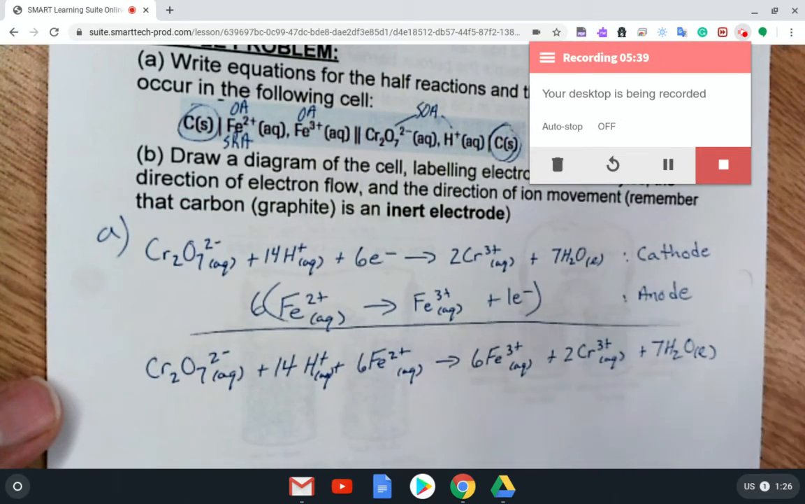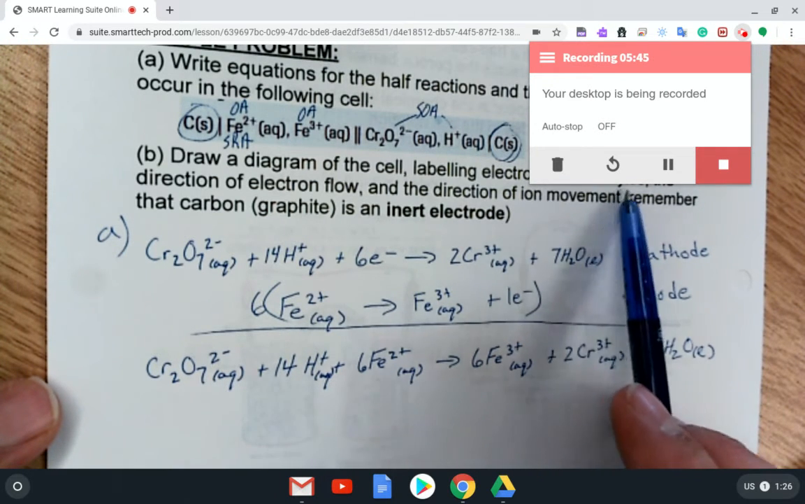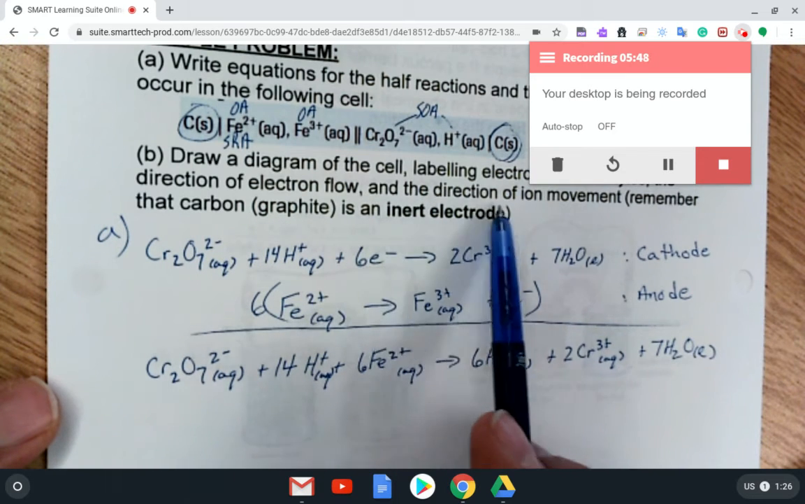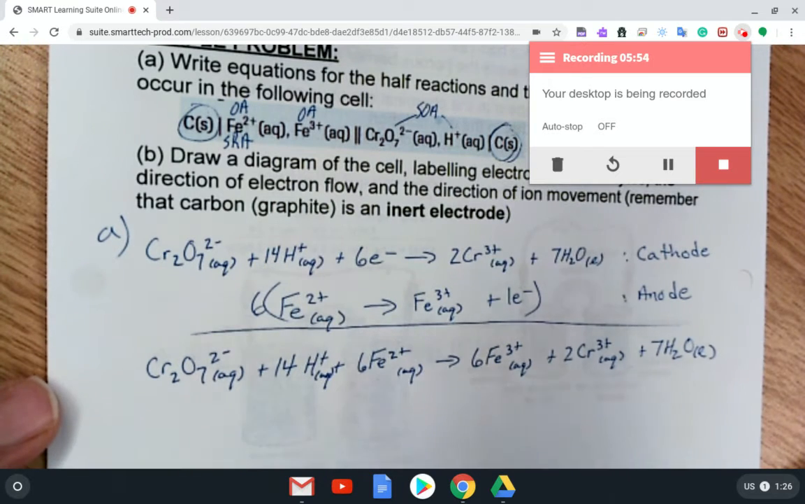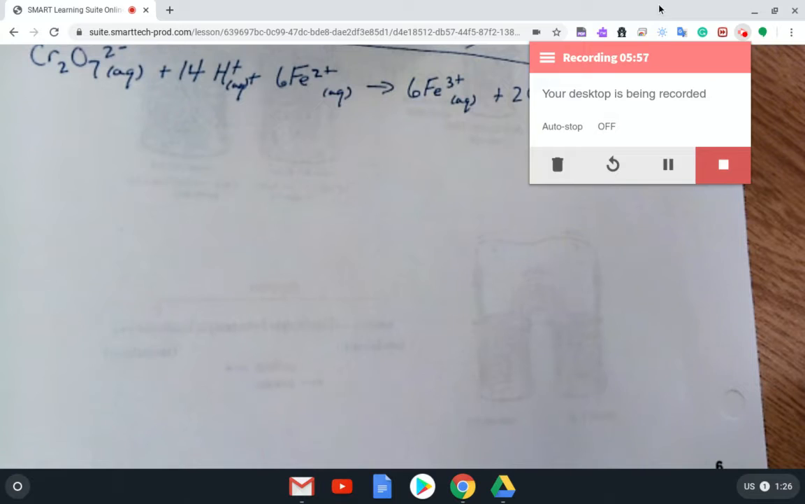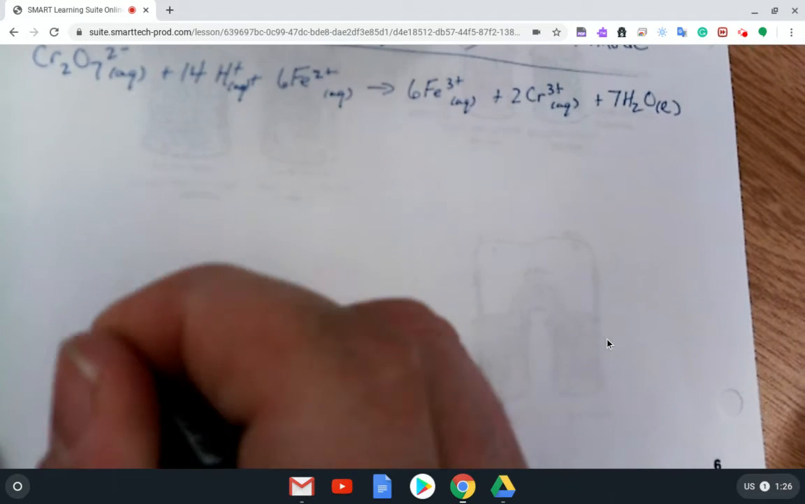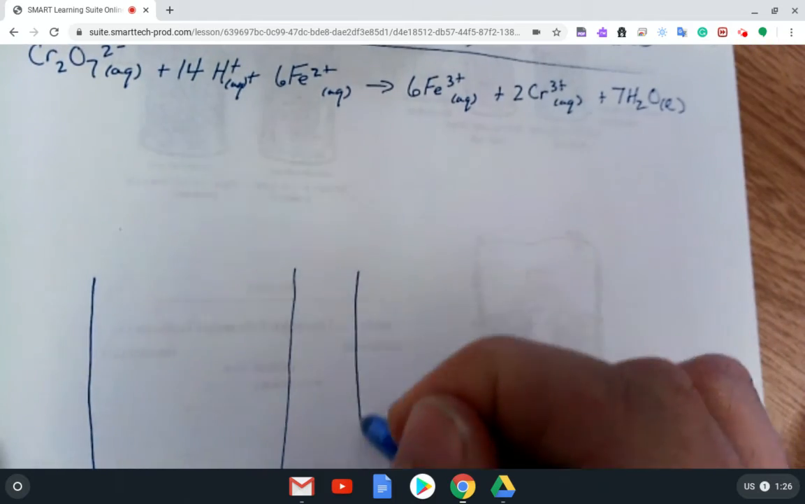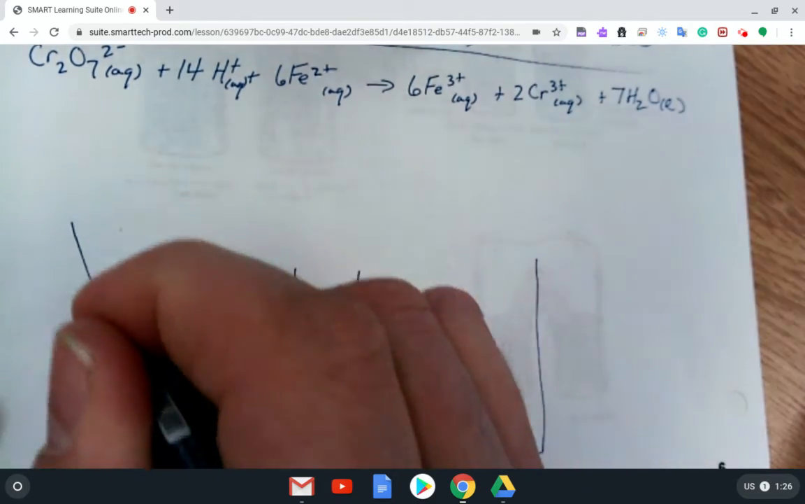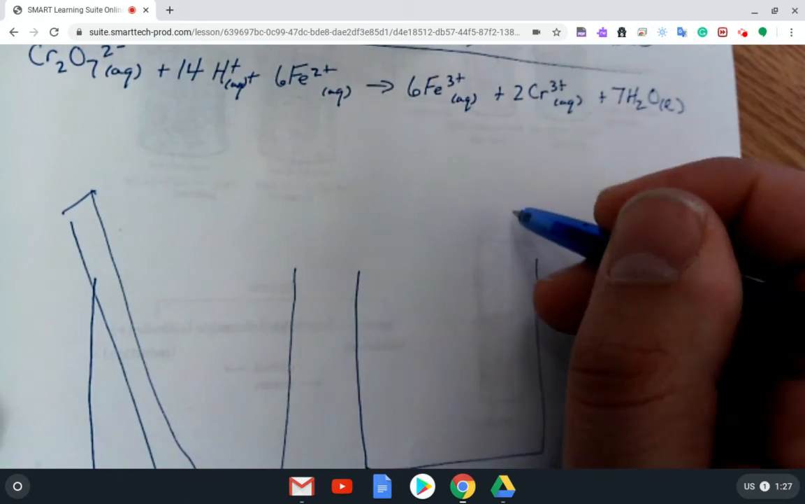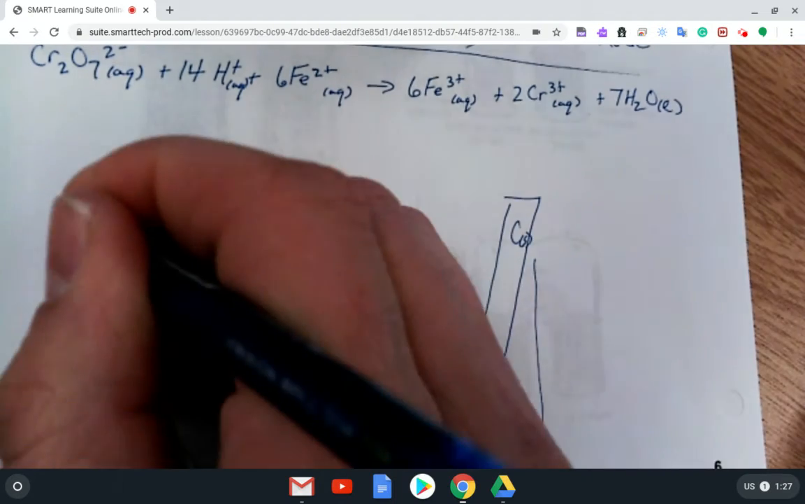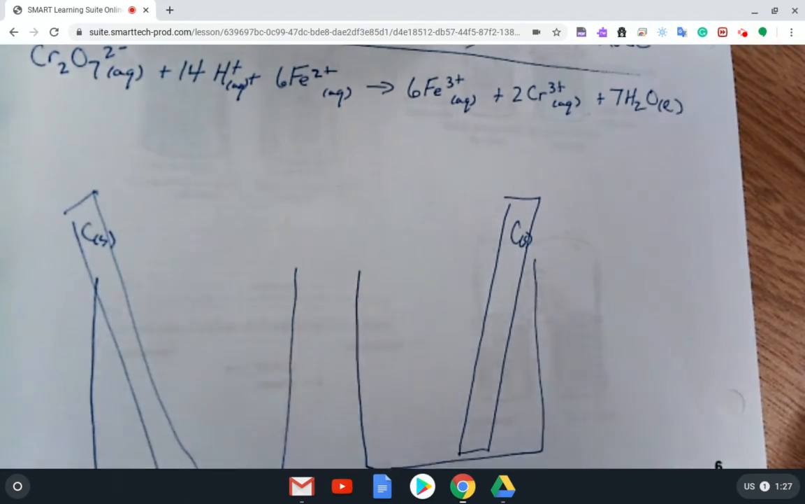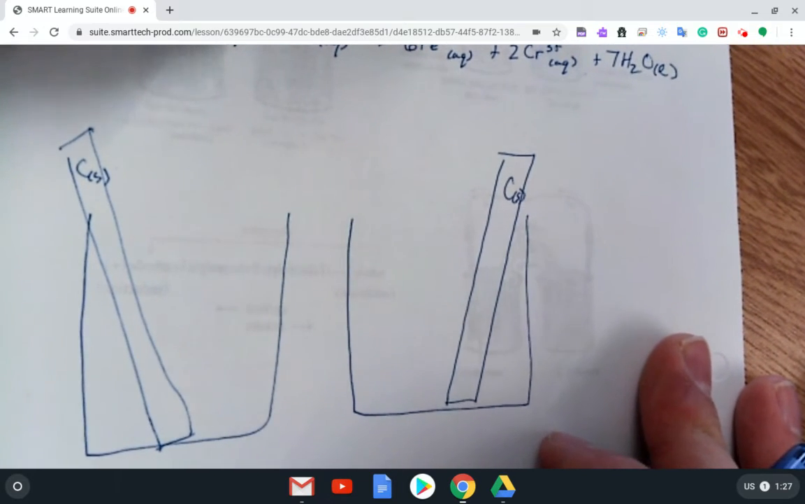That's done now. For part B, we're going to draw a diagram of the cell, labeling the electrodes, the electrolytes, the direction of electron flow, and the direction of ion movement. Remember again, graphite is the inert electrode. So we'll start by drawing two beakers, and then two electrodes. These are the metals. These are carbon, solid for both of them.